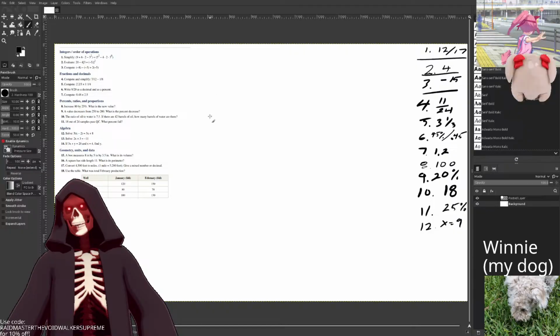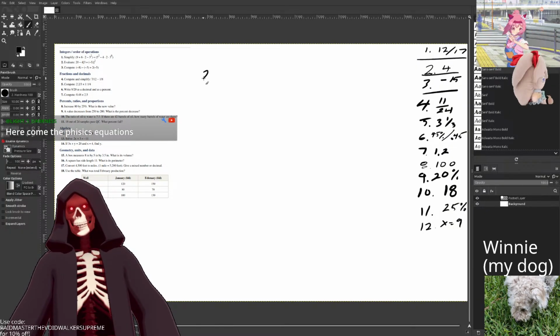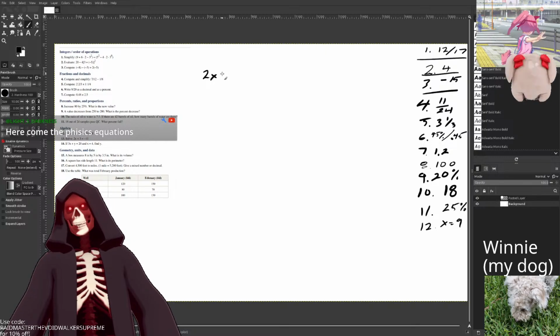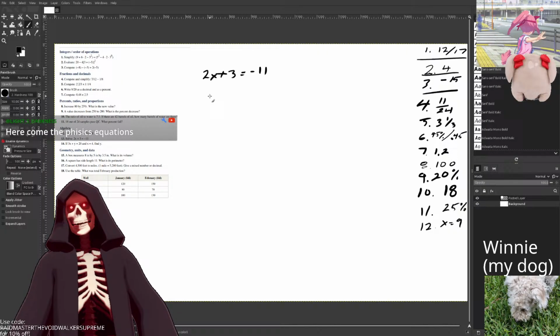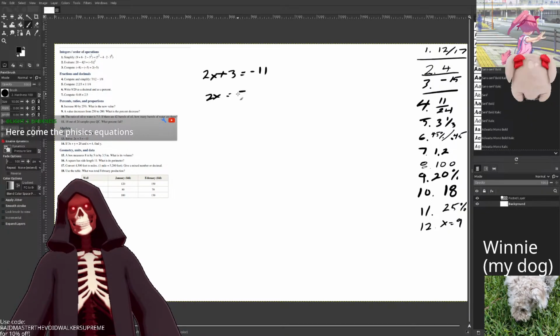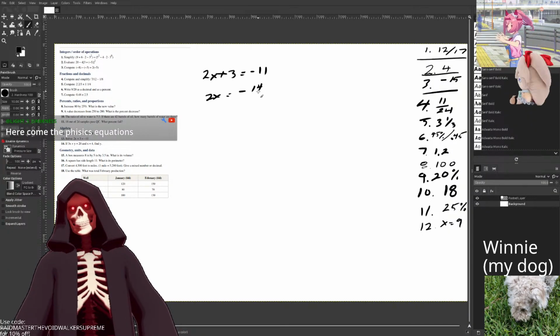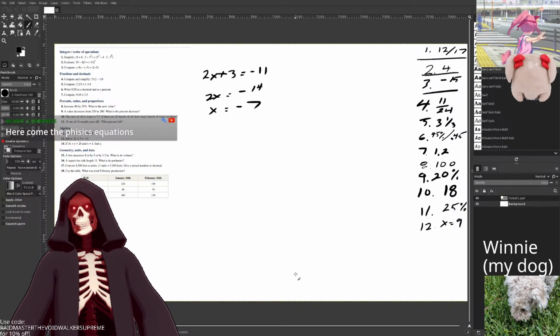So 13. Solve 2x plus 3 is equal to negative 11. We'll get it all on that one side, so 2x is equal to negative 14, so x is equal to negative 7.